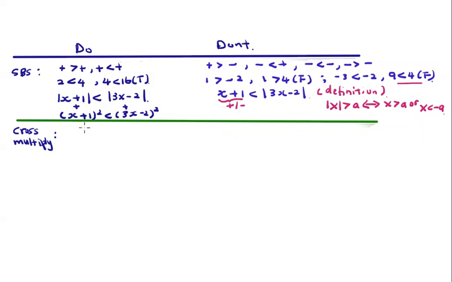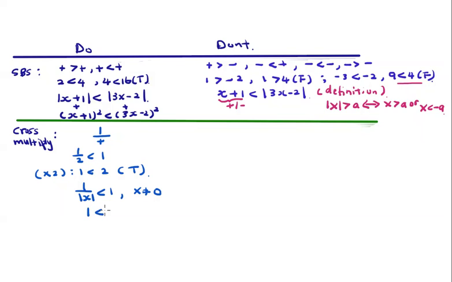We can cross multiply when the denominator is a positive value. For example, 1 over 2 less than 1. If we multiply both sides by 2, we have 1 less than 2, which is a true statement. Like 1 divided by modulus x less than 1, given that x is not equal to 0. We can bring modulus x to the right hand side and then carry on with squaring both sides. Since both sides are also positive, 1 less than x squared.